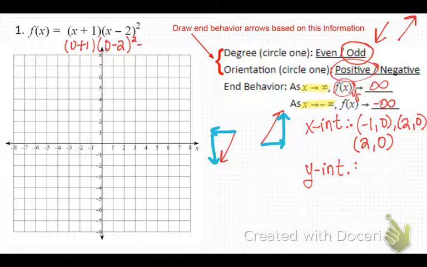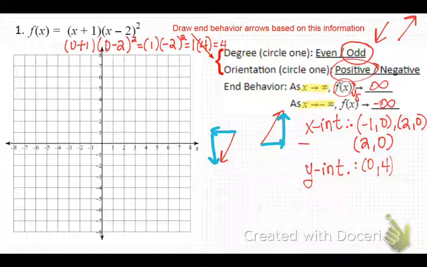Okay, so what is 0 plus 1? 1. Good. And what is 0 minus 2? And what is -2 squared? Positive 4. What's -2 times -2? 4. Thank you. So 1 times 4 is 4. So that means my y-intercept is 0, 4.